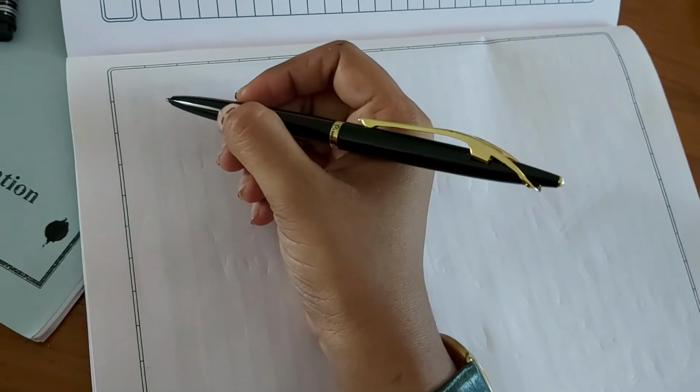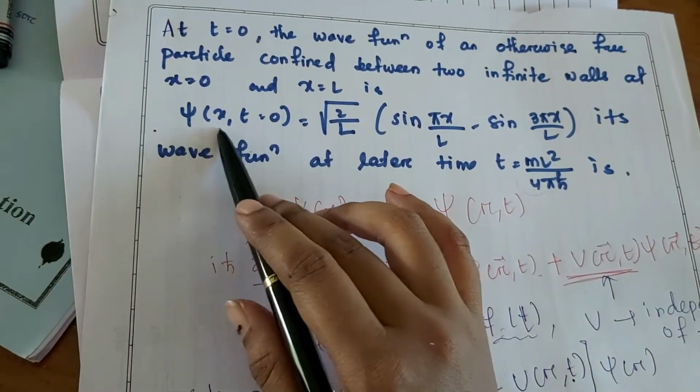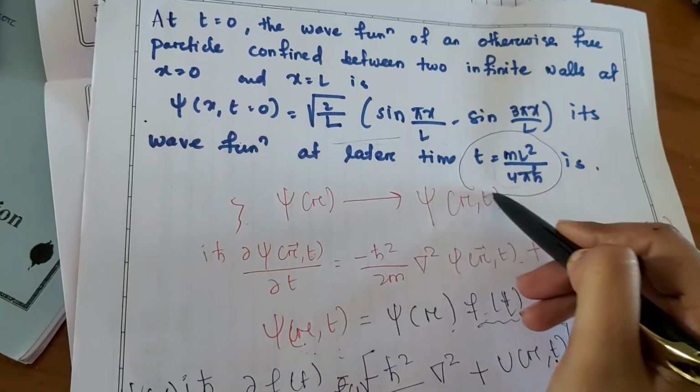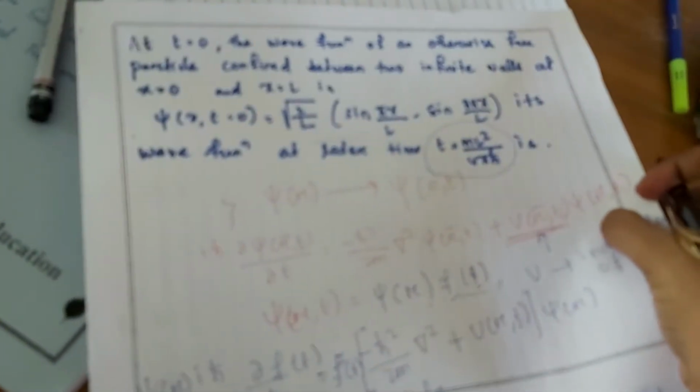So now I will jump to the question. According to the question, at t equal to 0, the wave function is given. This is the wave function, and we have the time t. Using this equation I can find out the values.